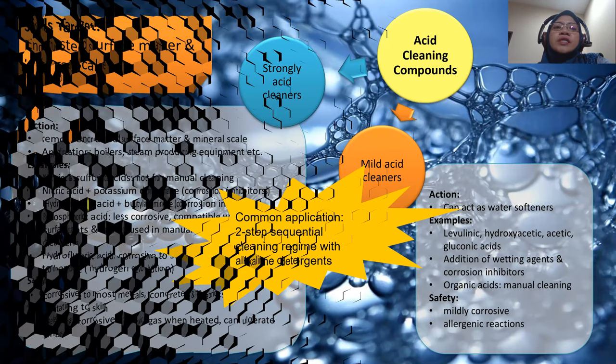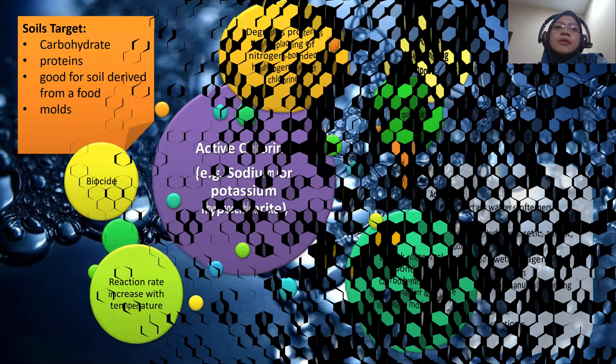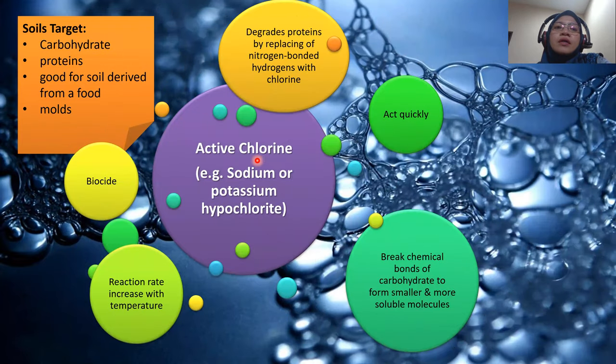Active chlorine is another component that may be added in cleaners. For example, sodium or potassium hypochlorite. Cleaners with active chlorine are effective in the removal of carbohydrate, protein salts, and molds. They are also good in removal of salt derived from food sources.